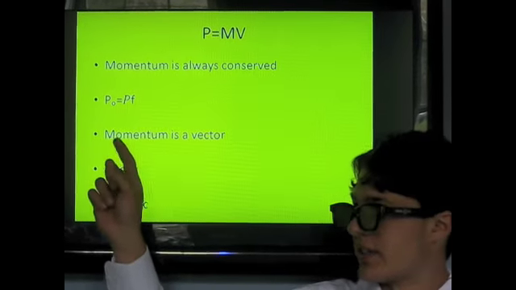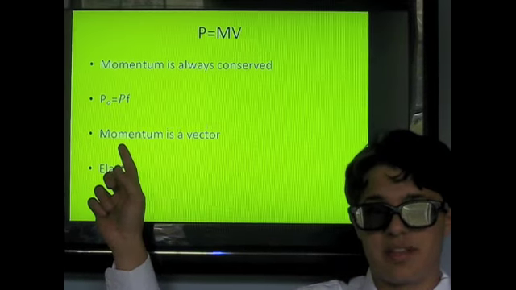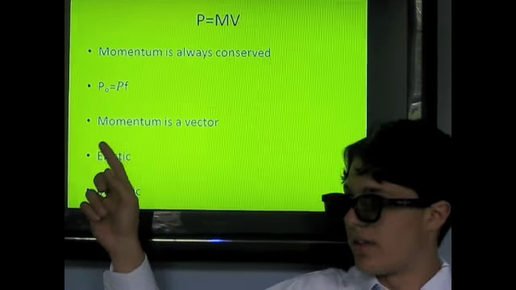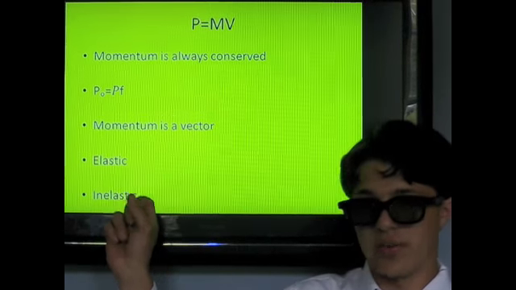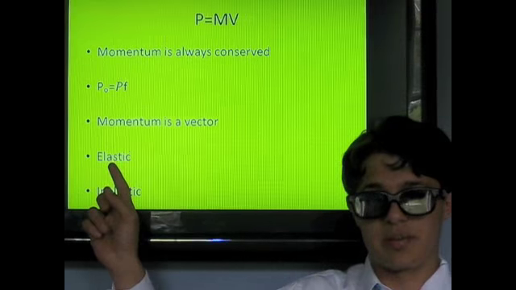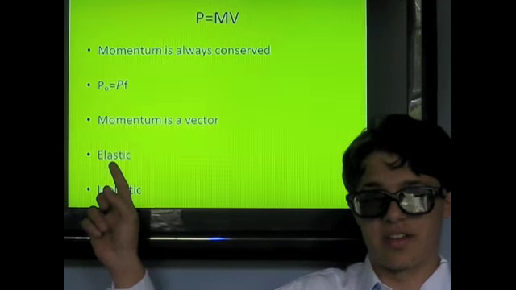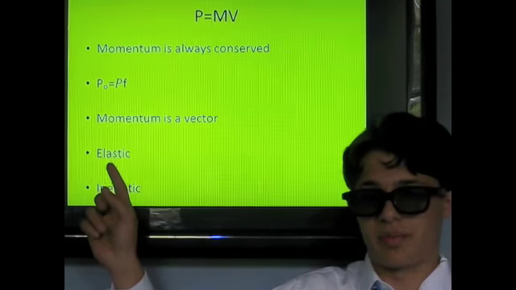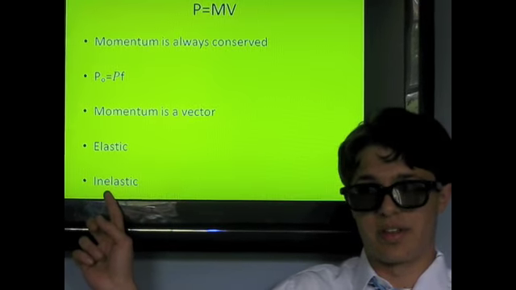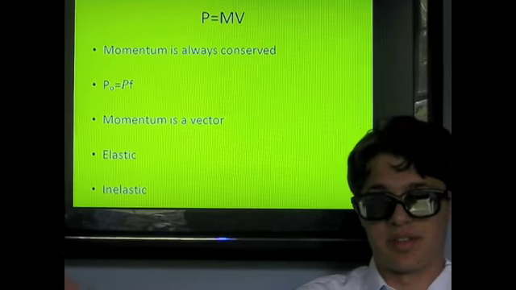Momentum is also a vector. This means that it matters which direction momentum is directed towards. There are two different equations for momentum. There is elastic, which means when two objects collide and stick together, they will have their own momentum. There's inelastic, when the two objects collide and bounce off, having two separate momentums.